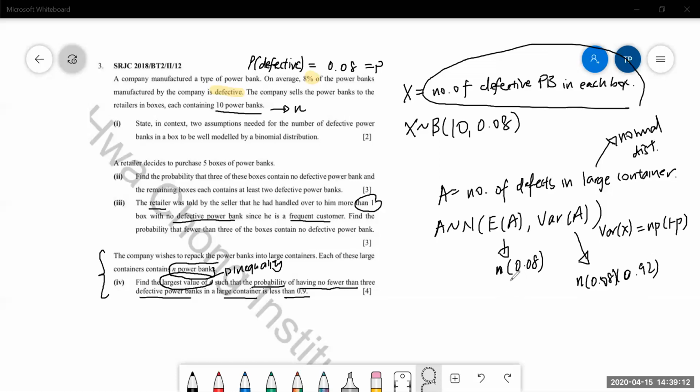From here, we have to reconstruct this into the probability of A. No fewer than 3 means greater than or equal to 3. It is not lesser than 3, so it means more than 3. So the probability of A greater than or equal to 3 is less than 0.9. So I do inverse.